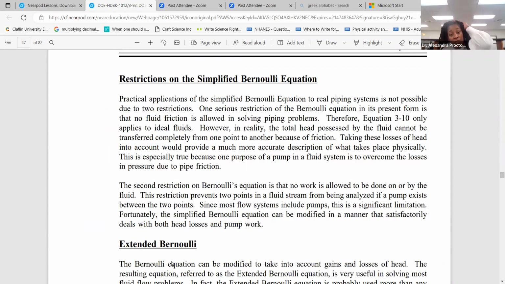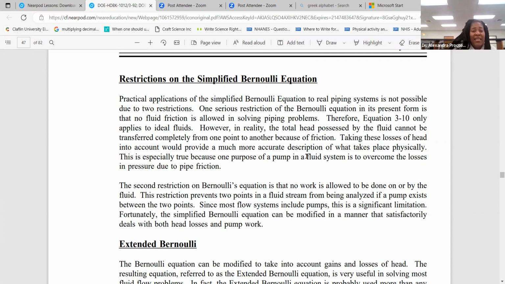So we do have restrictions on the simplified Bernoulli equation. Practical applications of this simplified Bernoulli equation to real piping systems isn't possible due to two restrictions. One serious restriction of the Bernoulli equation in its present form is that no fluid friction is allowed in solving these piping problems. Therefore, equation 3-10 only applies to ideal fluids.